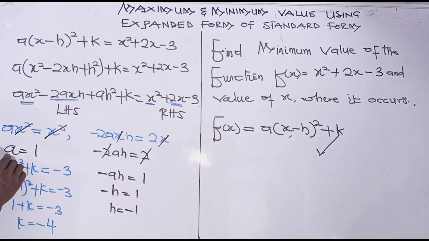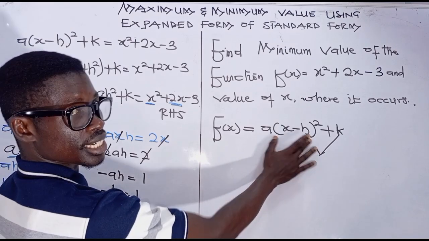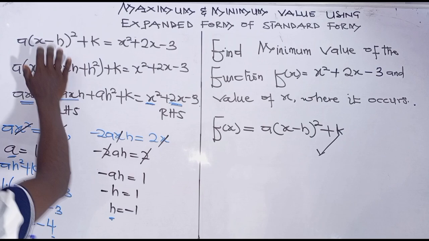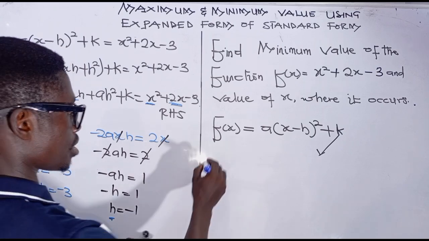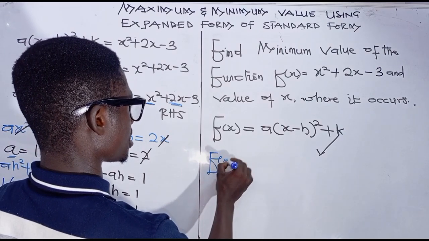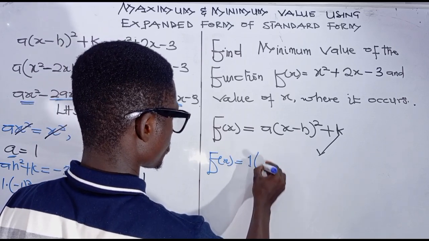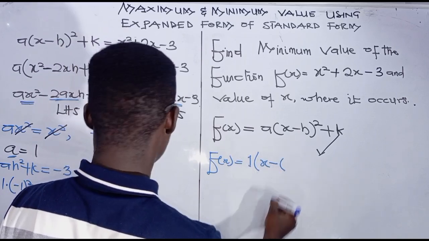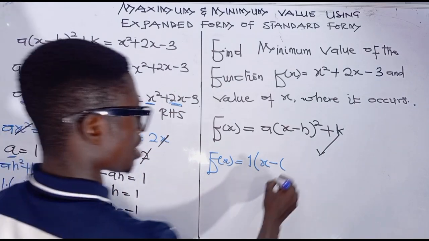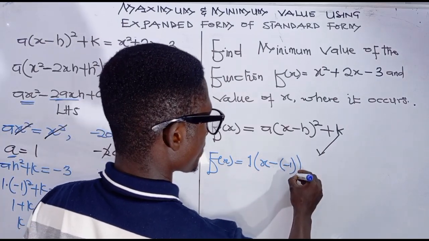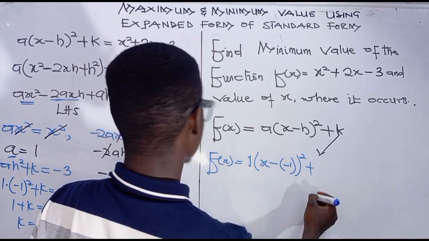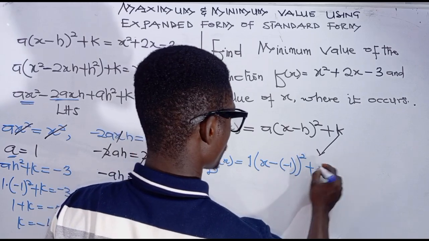Now that we have all of these variables, a, h, and k, we are going to substitute them in place of this standard form that we use, which is the same as this one. So we are going to have our f of x is going to be, our a is 1, so we have 1 times x minus our h, which is minus 1, so we have minus 1, plus k. Our k is what? Minus 4.